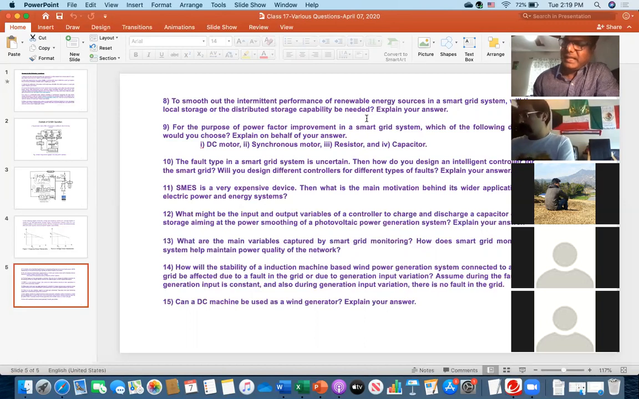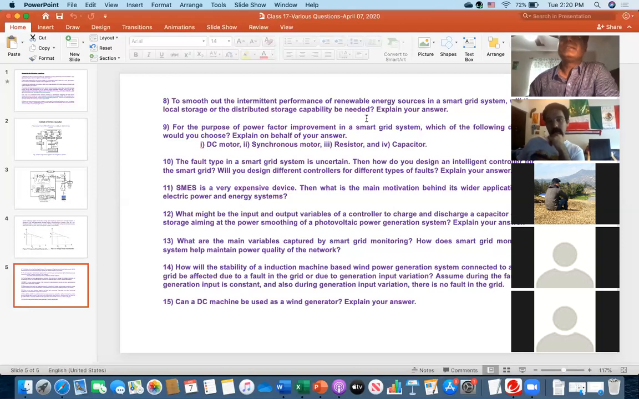Okay. And then even with those local storages, you connect it to the grid system. On the grid point, on the common bus point, or the point of coupling, still there might be some sort of fluctuation. You have to suppress those fluctuations. That's why you need the distributed storage capability. Therefore, distributed storage on the grid level, local storage together with the power plant or with the internal sources.